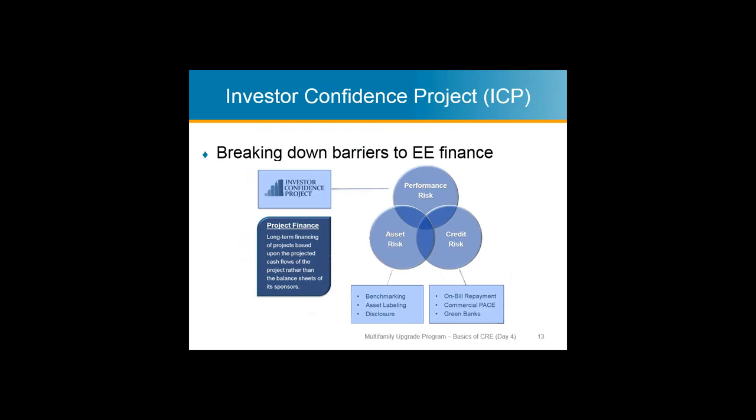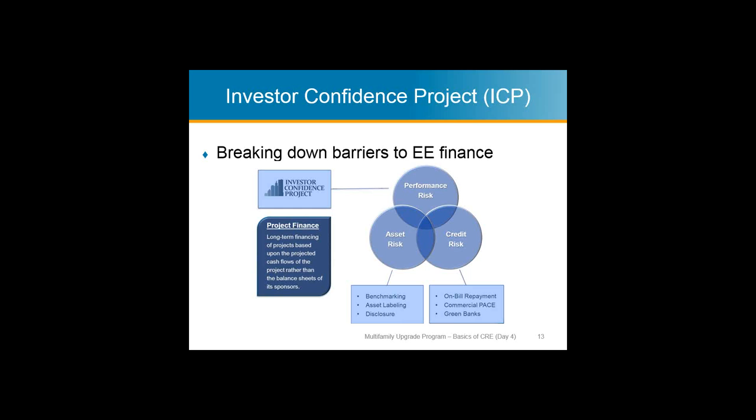So another way to look at it in terms of the value that they're trying to add to the market is if you think of energy efficiency projects and the financing that needs to go into making those projects a reality, there are essentially 3 risk categories that make up every project: performance risk, asset risk, and credit risk. They feel like credit risk and asset risk are already being taken care of in the market through things like on-bill financing, programs like PACE, green banks that understand these type of projects.